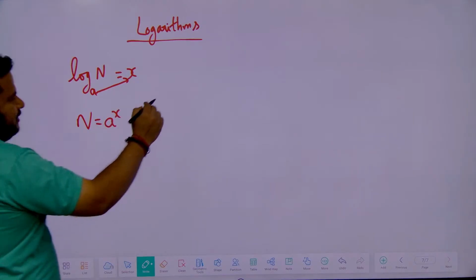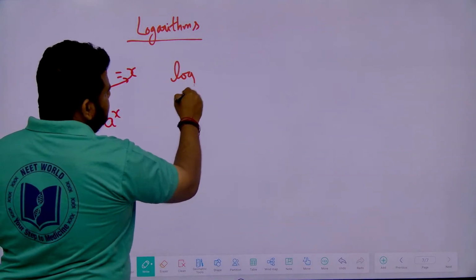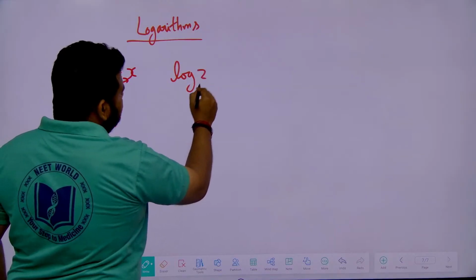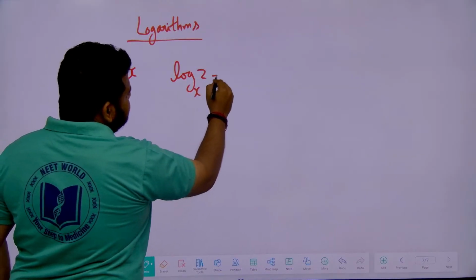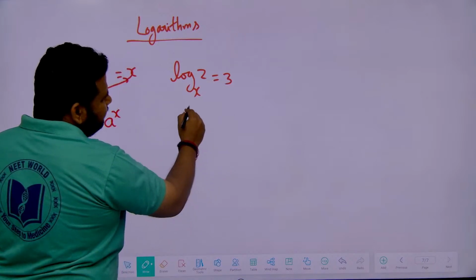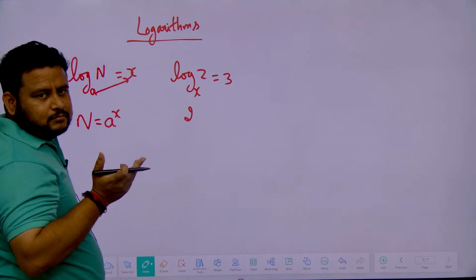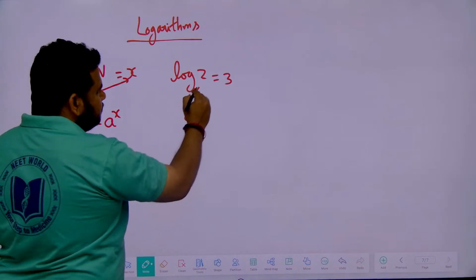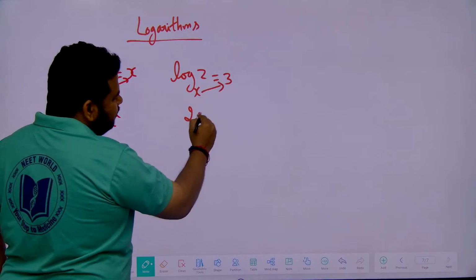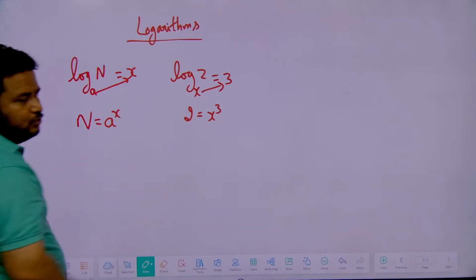For example, if I write log 2 to the base x is equal to 3, then 2 will be equal to x cubed, x to the power of 3. That is what I told you here.